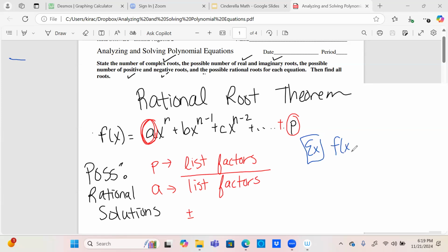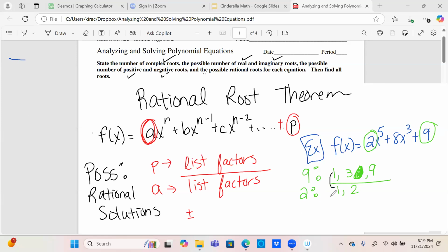f of x, let's say it's 2x to the 5th plus 8x cubed plus 9. You would take all the factors of that back constant, so 9. What factors does 9 have? Well, 1 times 9, 3 times 3. No need to repeat yourself. And then take all the factors of the front number, 2. That leading coefficient is 1 times 2. Divide.